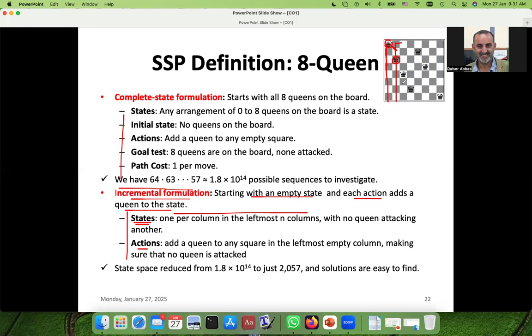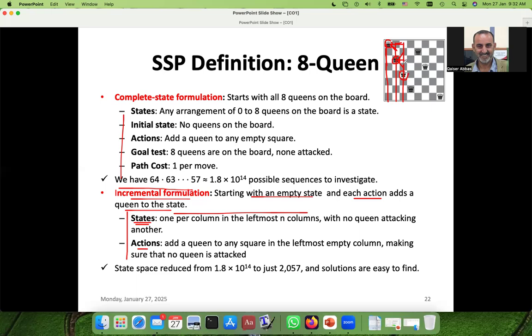This is the second increment. Now in the third increment, you will take the third queen and you will think only in the third column. Left third column. So can I place it here? No, attacked. Can I place it here? No, attacked. Can I place it here? No, attacked. Can I place it here? No, attacked. Can I place it here? Yes.